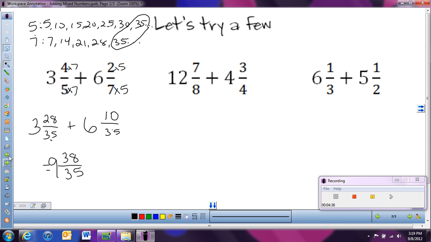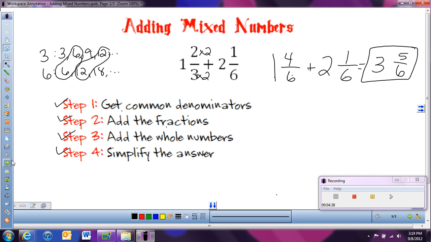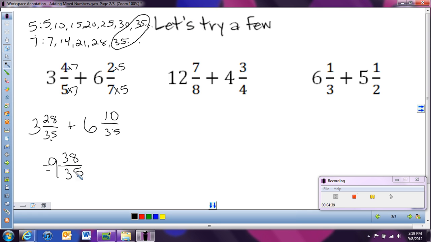And our final step said to simplify our answer. As I look at this, I see that 38/35 is an improper fraction, so I need to change that into a mixed number. Again, to change an improper fraction into a mixed number, we're going to take the numerator divided by the denominator.